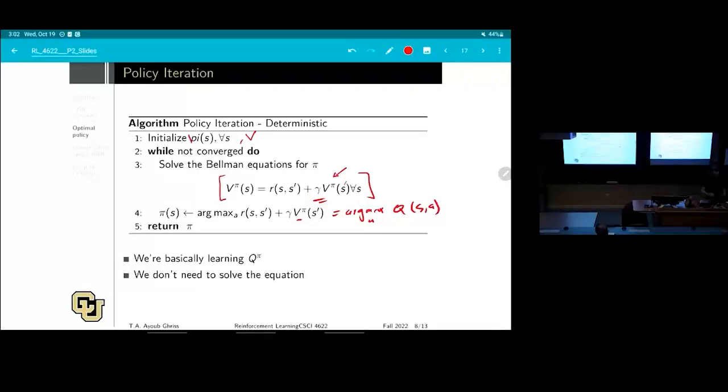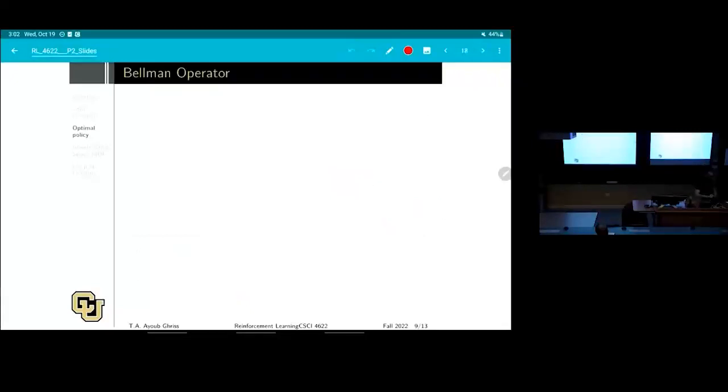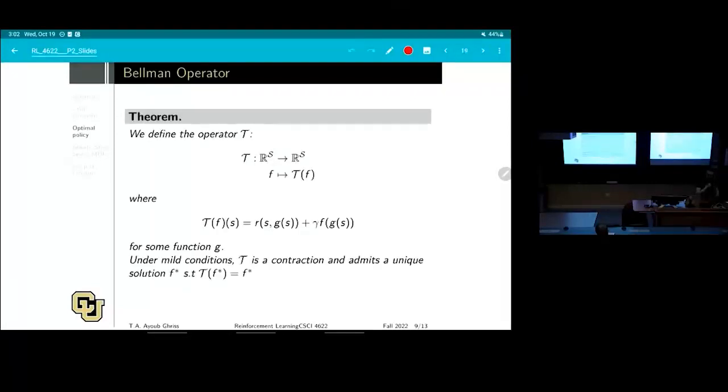Okay. The good news is we don't really need to solve the equation. And that comes from what we call the Bellman operator. Okay? So you can look at V, and V is just a function from the state space to R, which basically gives you a scalar at each state.